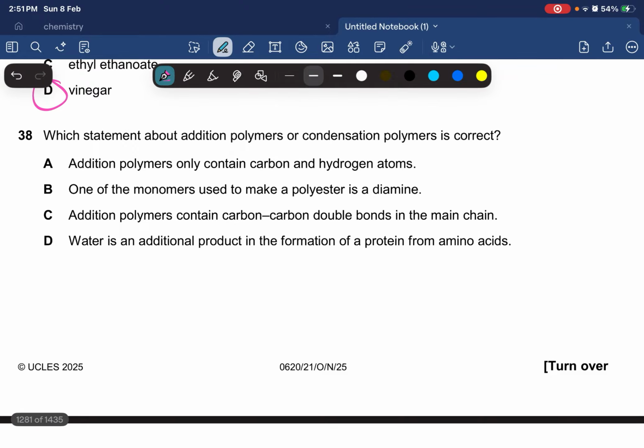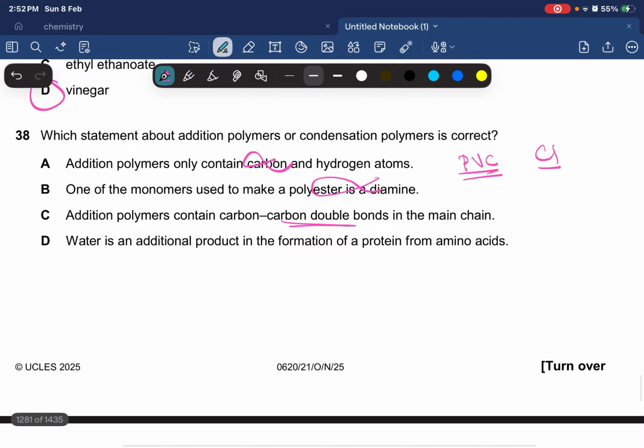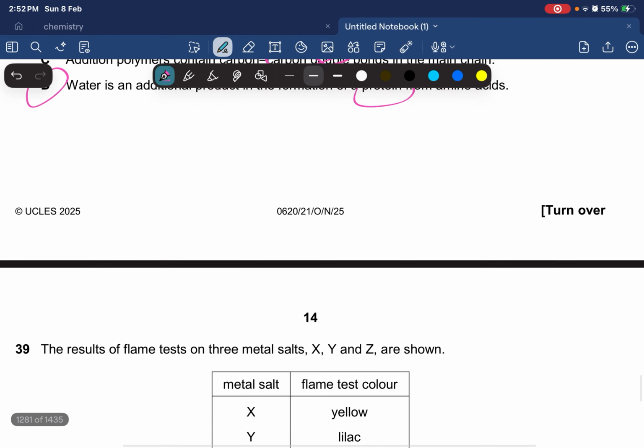Which statement about addition polymers or condensation polymers is correct? Addition polymers only contain carbon and hydrogen atoms. Who said this to you? You have polyvinyl chloride, PVC, that's also an addition polymer. There are so many that contain chlorine, so that's incorrect. One of the monomers used to make polystyrene. Polyester is made from a diamine? No, you use diols and dicarboxylic acids. Addition polymers contain carbon-carbon double bonds, not single bonds. You polymerize the double bonds. What is an additional product in the formation of protein from amino acids? Yeah, that's correct. Water comes out.